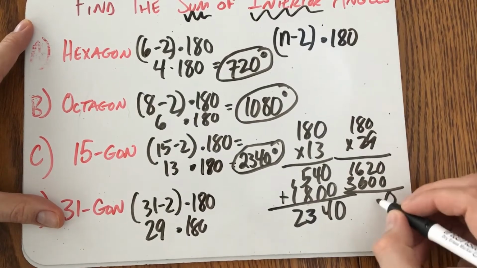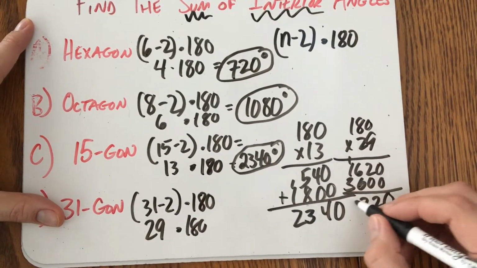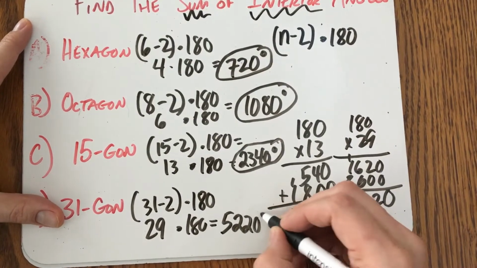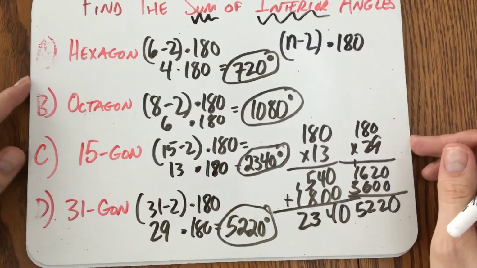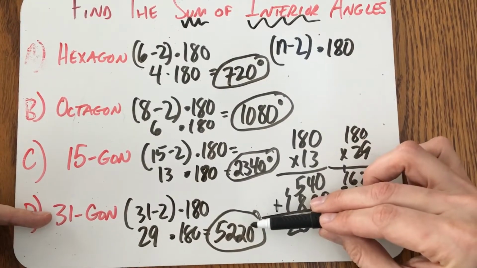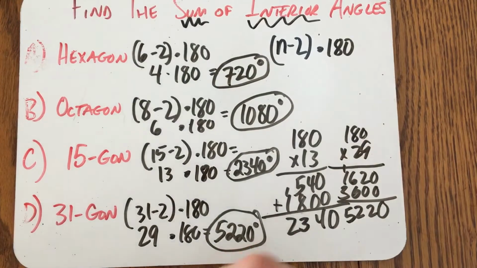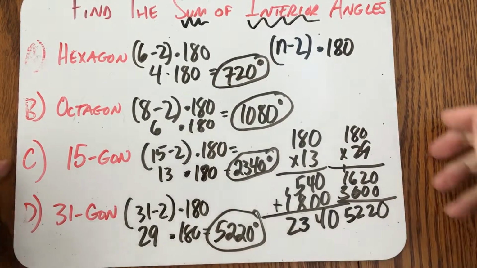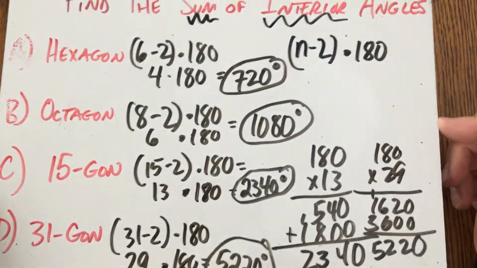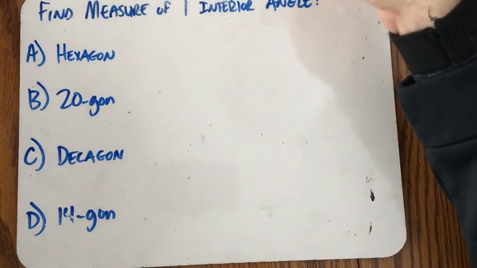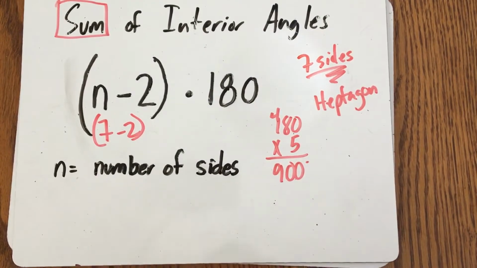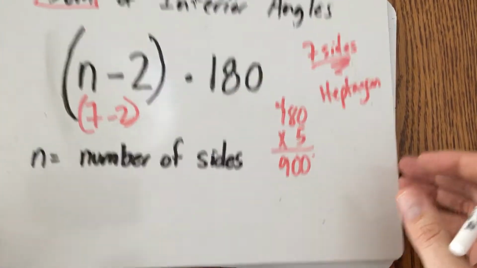Why do I feel like this is not right either? Oh, geez. Okay, I'm going to give that one a try. 5,220 degrees. Obviously, if you have a calculator at home, you can check me. That looks like it's about right, though, because 15 is about half of 31, and that is about half of that. So I'm going to hope that that's right. So that's what you'll do today when it asks you for the sum of the interior angles, all the angles added together.